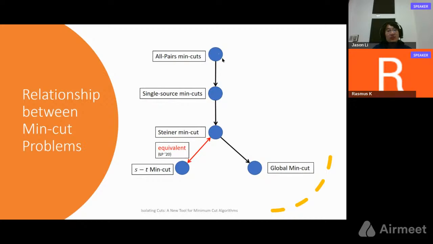So one non-trivial reduction that I have not described yet is that all pairs min cut can actually... Oh, I'm sorry. Wait. So all pairs min cut is definitely the hardest problem, and then single source min cut is strictly easier, or at least no harder. And then once again, Steiner min cut can only be easier, and finally global min cut is just a special case of Steiner min cut. And the isolating cuts algorithm is essentially establishing equivalence between these two problems, where previously it was just one single arrow.